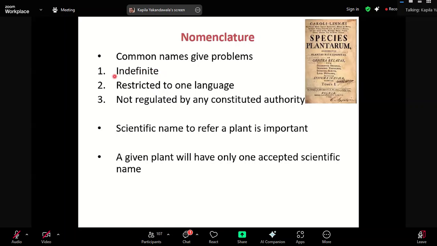So due to these three constraints, remember these constraints, we have to give a scientific name for a plant. For a given plant, there is only a single scientific name.